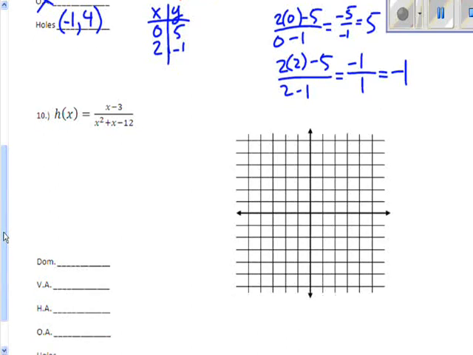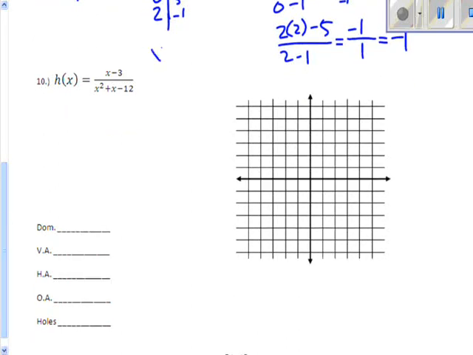I start off the same way. I'm going to start by finding the restriction. So I do the x squared plus x minus 12 equals 0, and I'm going to solve by factoring. So that's x plus 4 and x minus 3.